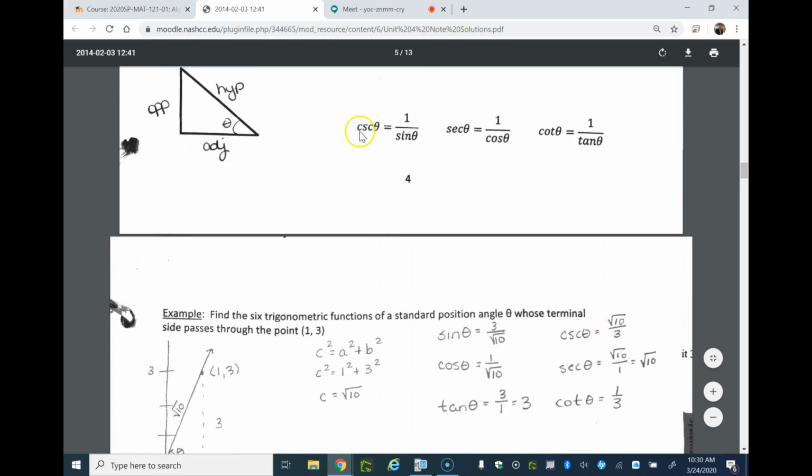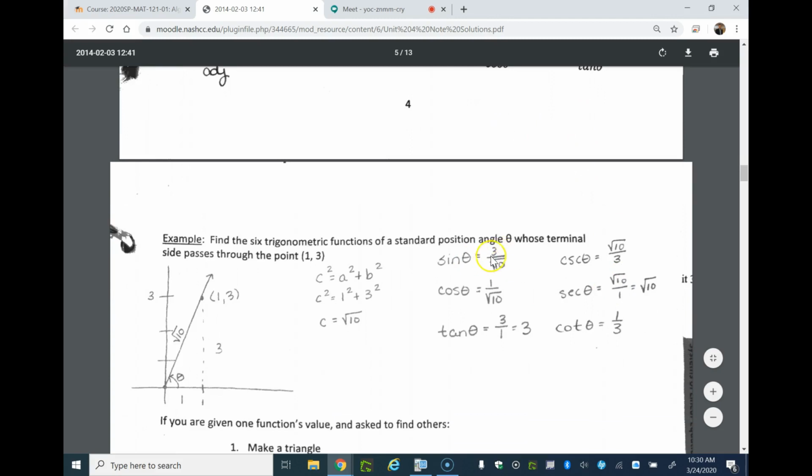So remember the relationship between the two. Cosecant goes with sine, secant goes with cosine, and cotangent goes with tangent. Remember, all we're doing is flipping it. So if I have 3 over square root of 10, I flip it: square root of 10 over 3. And so forth, going forward, just flip them, and that's going to be our answer if I ask you for cotangent, secant, and so forth.